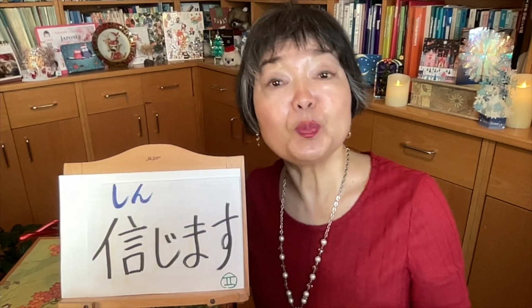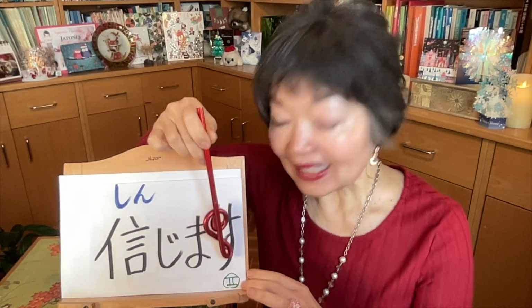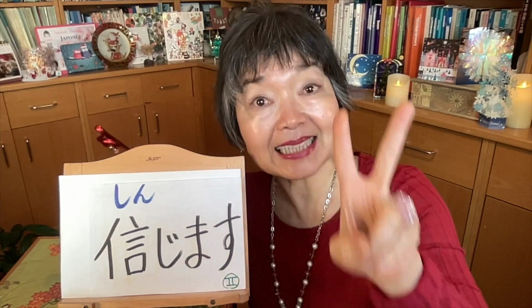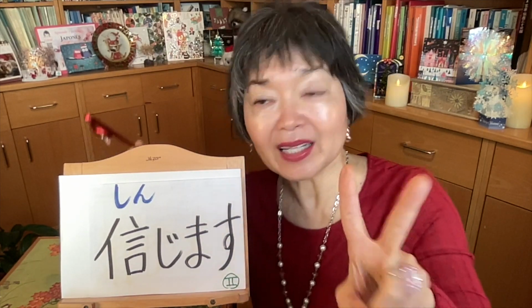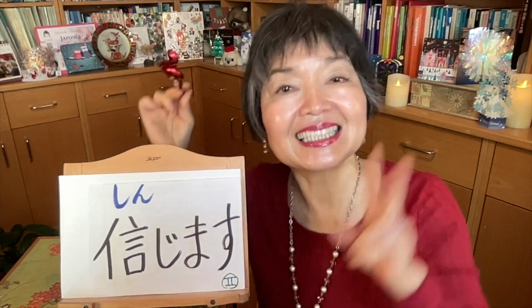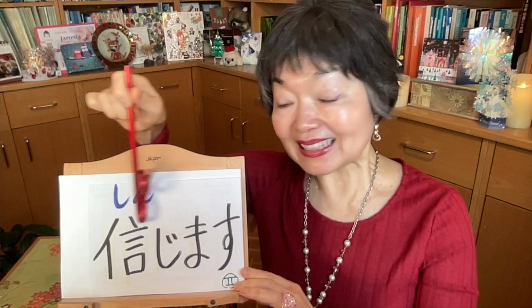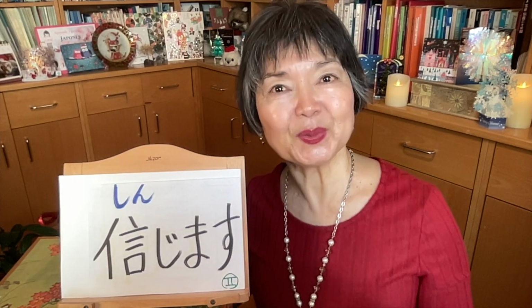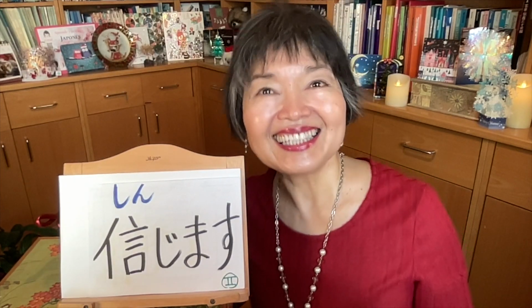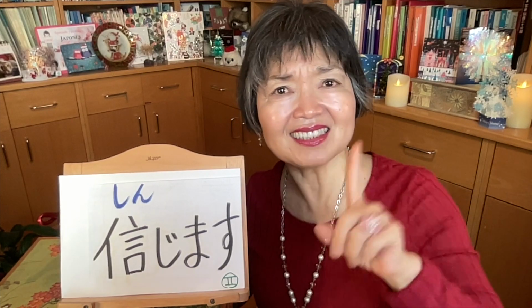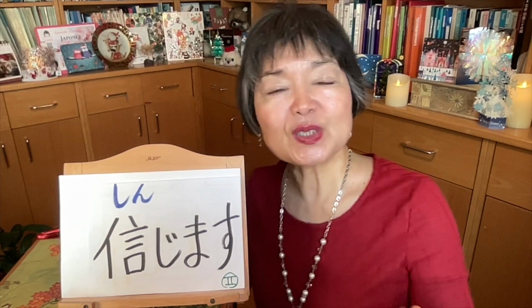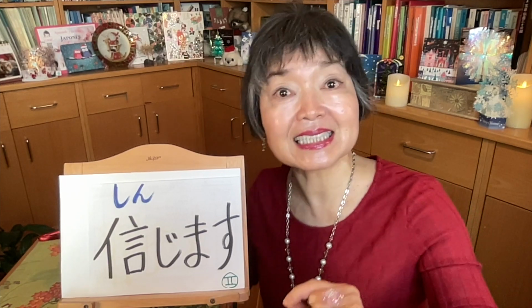The verb to believe. 信じます. And this is group 2. Second group. This is irregular. Even though this is G sound not A, but this is second group. It means 信じます. 信じる. 信じて. 信じた. 信じない.